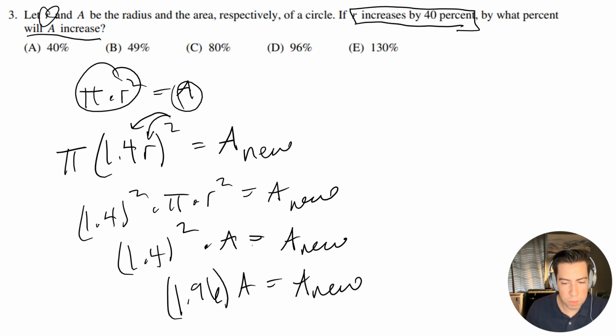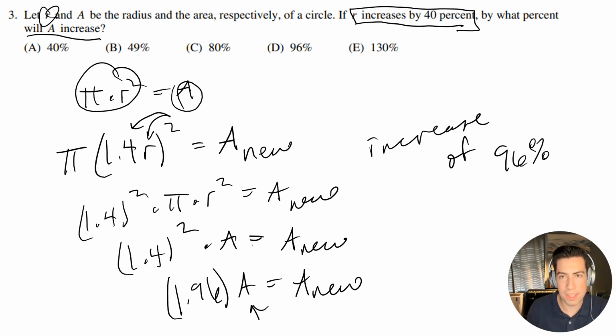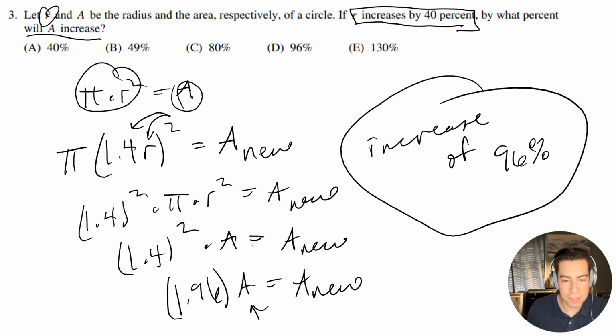And again, 1.96 times A, that is equivalent to saying an increase of 96%. That's another way to say it. So that's our answer. It's going to be 96%, so it's going to be answer choice D.